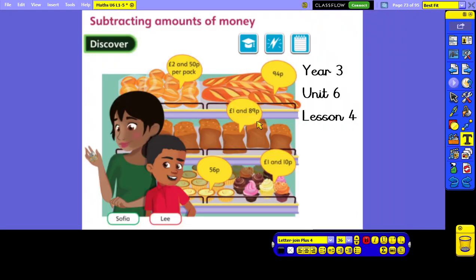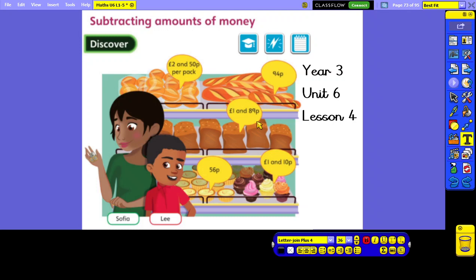Our Discover today, we're moving on. So we've done addition, we've looked at comparing, we've looked at, what do we do when we, my brain's gone blank, when we convert pounds and pence. But today we're looking at subtraction, okay?